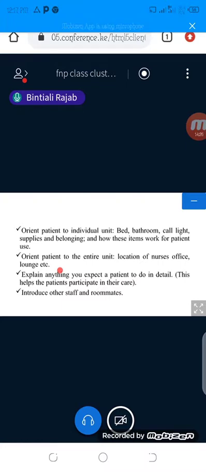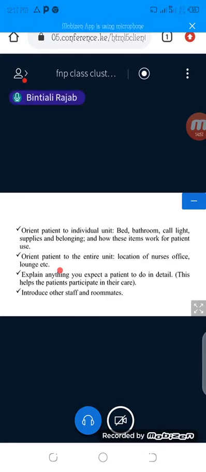Orient the patient to the individual units. Remember, this patient does not know that hospital. So, when you put them in that bed, tell them this is your bed where you will be staying. When you need to go to the bathroom, this is where the bathroom is. When you need to switch on the lights, this is how we switch on the lights. When you need something, this is what you can do to call for help, etc., etc. Orient the patient to the entire unit.